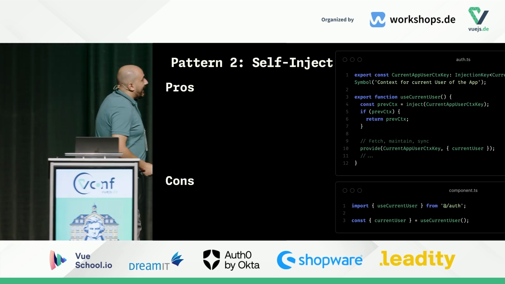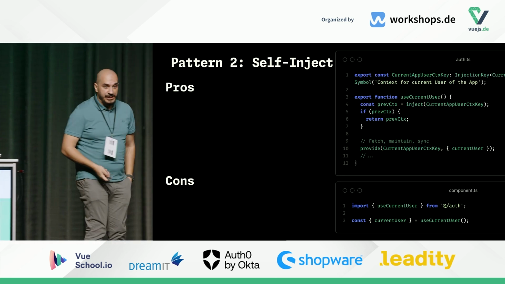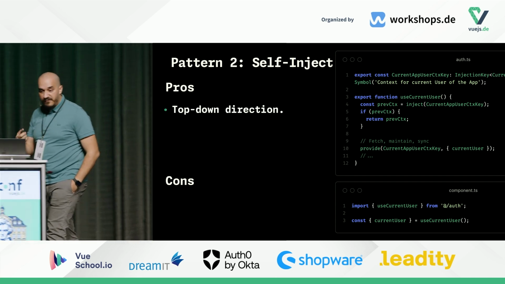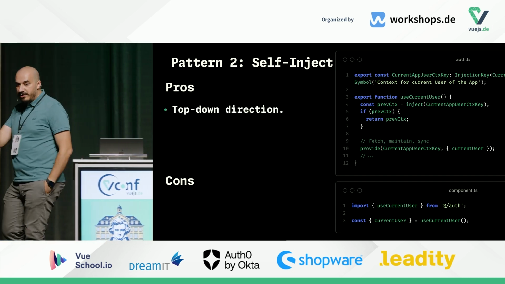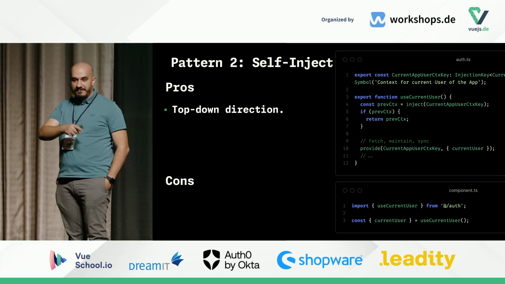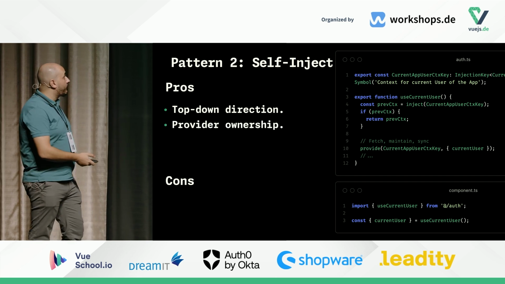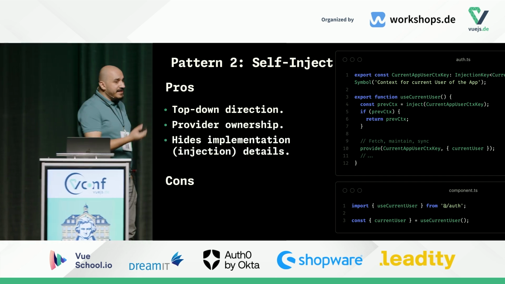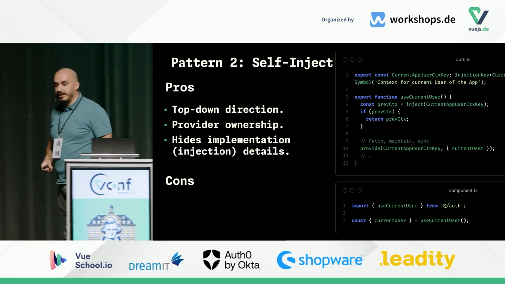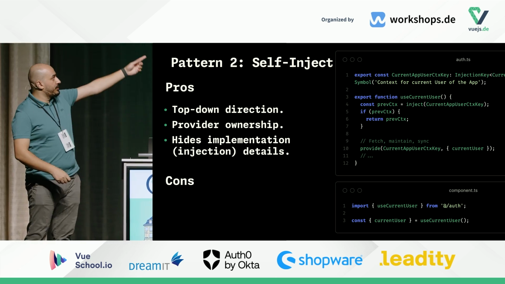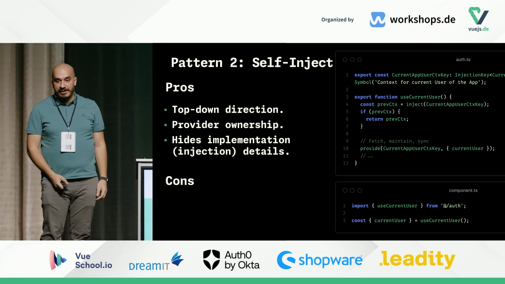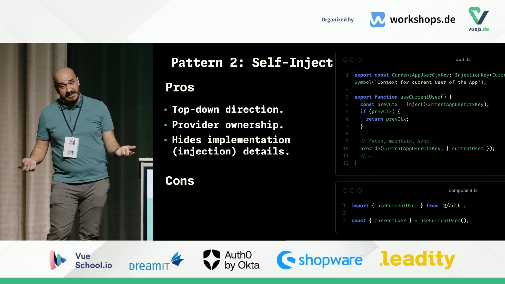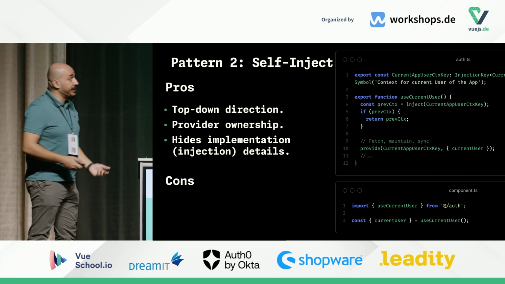Another pattern that can solve this is self-inject. So instead of a global variable, we try to inject the key itself before we provide it. And that works really well. It's a top-down direction, it has provider ownership, and it hides the implementation or injection details, meaning users need to just call useCurrentUser. And they don't have to worry about if this is in the tree or what the injection key is.